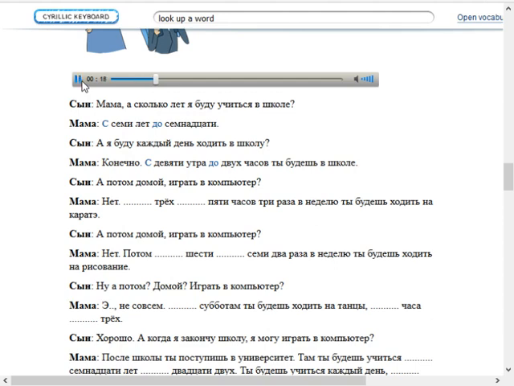Нет, с 3 до 5 часов 3 раза в неделю ты будешь ходить на карате.